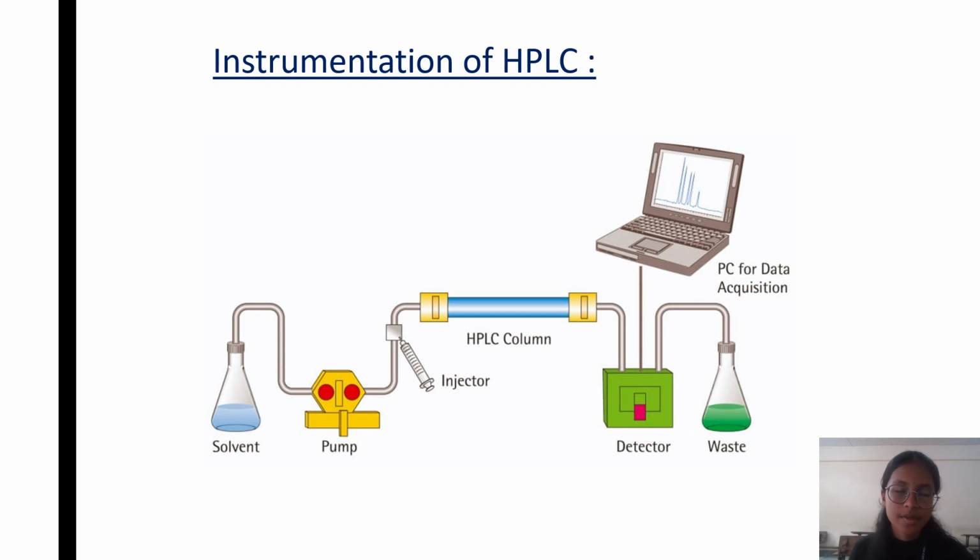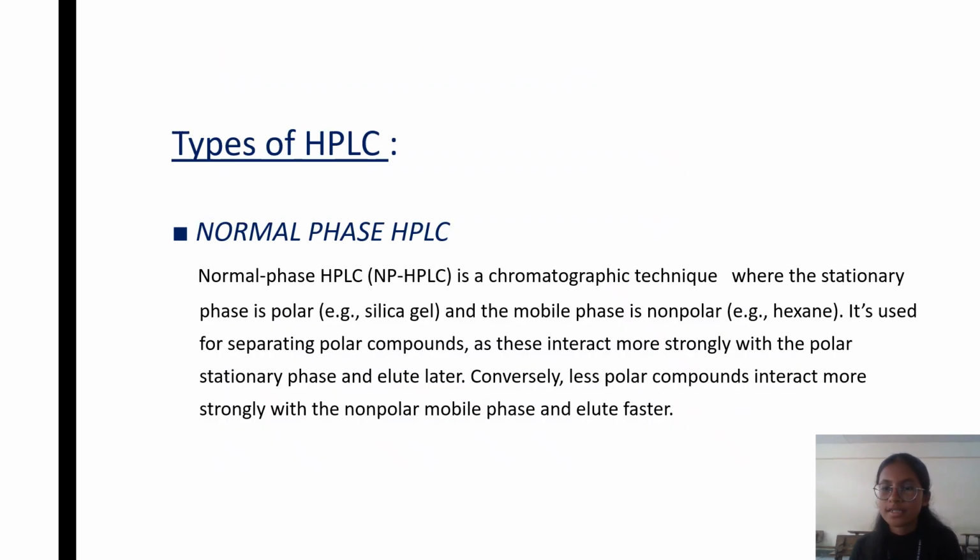Detectors such as UV visible detector, fluorescence detector or mass spectrometer are used for the measurement of the concentration and other properties of the compounds. So the output of the detector is a chromatogram, which is a graph showing the concentration of each compound versus time. The peaks in the chromatogram correspond to the separated compounds and the area under each peak is proportional to the concentration of that compound. So this is about the instrumentation of HPLC. Moving on to the next slide.